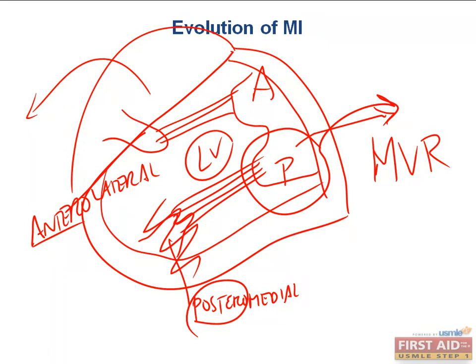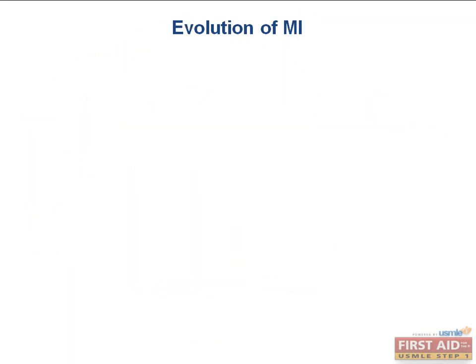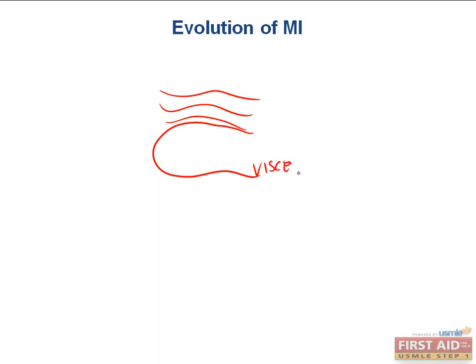Can you name some other potential complications that occur at the 3 to 14 day window after a myocardial infarction? Cardiac tamponade. Why? So let's visualize this again. We have our fibrinous pericardium, and then it reflects over on itself, and this is the visceral layer of the epicardium. Under that is the myocardium.